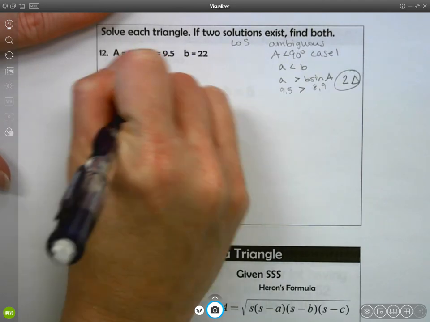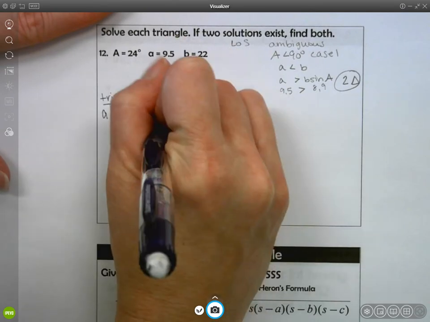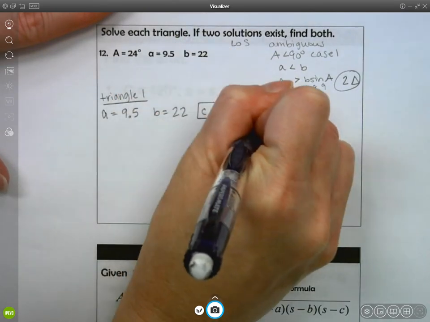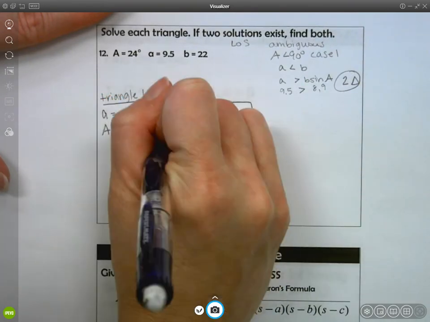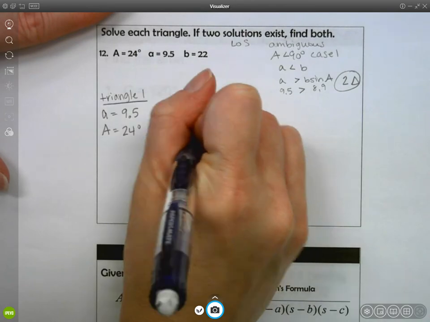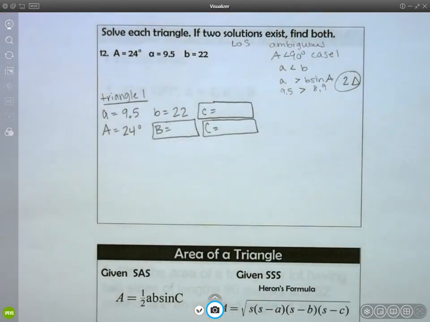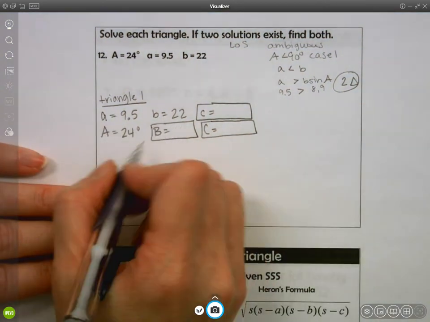So triangle 1. We know side A is 9.5. We know side B is 22. We do not know side C. We know angle A is 24. We do not know angle B. We do not know angle C. Alright, so looking at what we have, we're going to find angle B first.